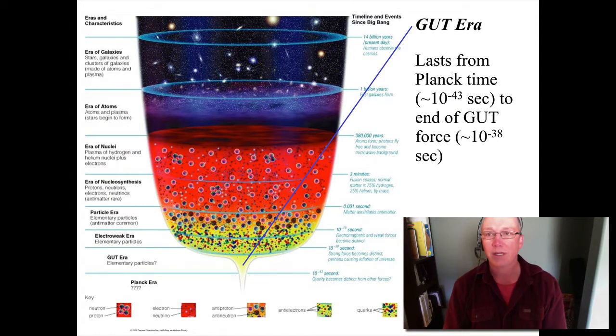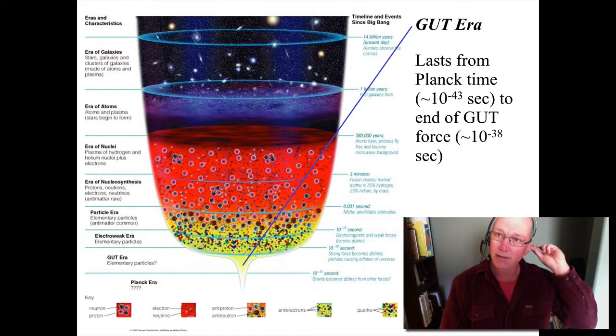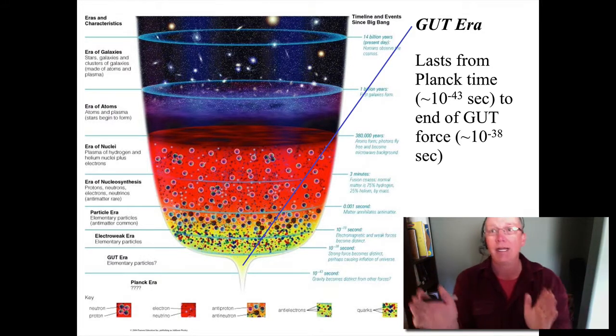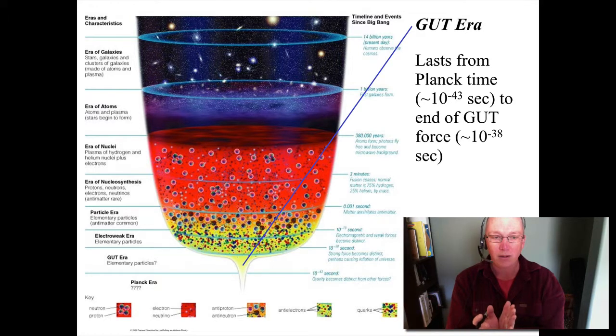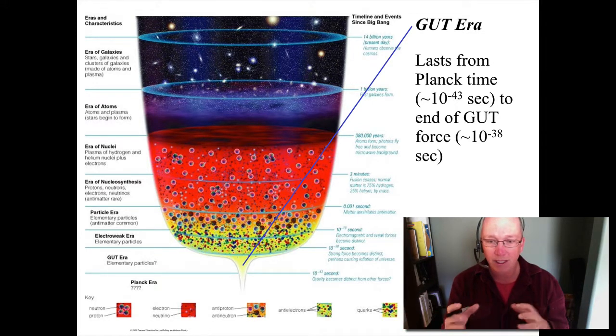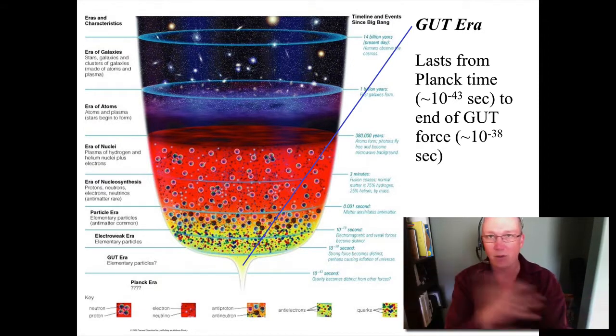Okay, so once we get out of the Planck era, we have something called the GUT era, which is the grand unified theory era. This means that gravity and the other 3 forces have separated, and we are now able to think about creating elementary particles, things like electrons, protons, neutrons. However, we have this annihilation of energy and mass going on all the time.